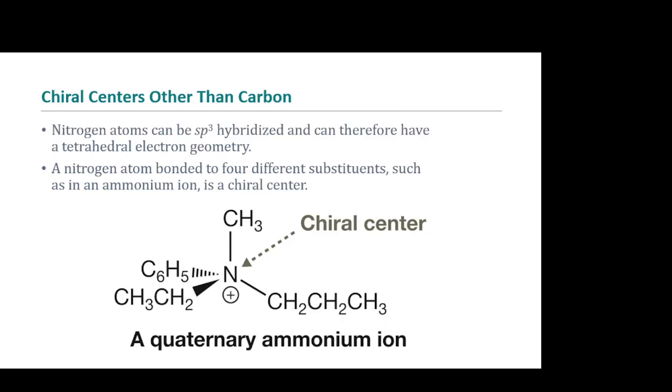Okay, so this is a chiral center other than carbon. Nitrogens typically are a very common chiral center, especially in biological molecules. They happen a lot. The nitrogen atoms can be sp3 hybridized, and therefore they can have tetrahedral geometry. Once they have tetrahedral geometry, then if they have four different things attached, they're going to end up being chiral centers, right? And this is actually reasonably common.